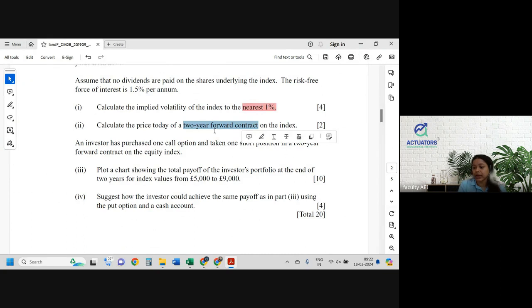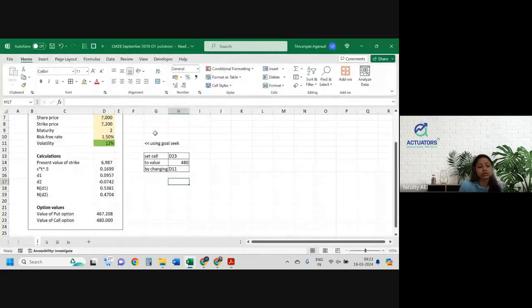Anyone else? Radhika, Varsha? Calculation of forward price? No one? Kya ho gaya? Kisi ko nahi yaad aa raha? Yep. Kya tha? S0? Yes, not Radhika.